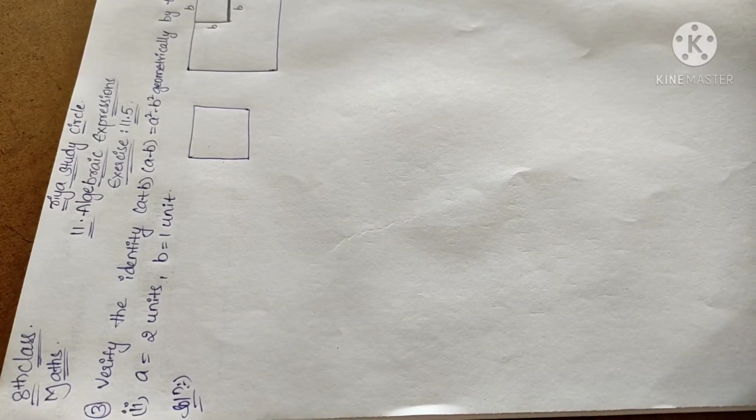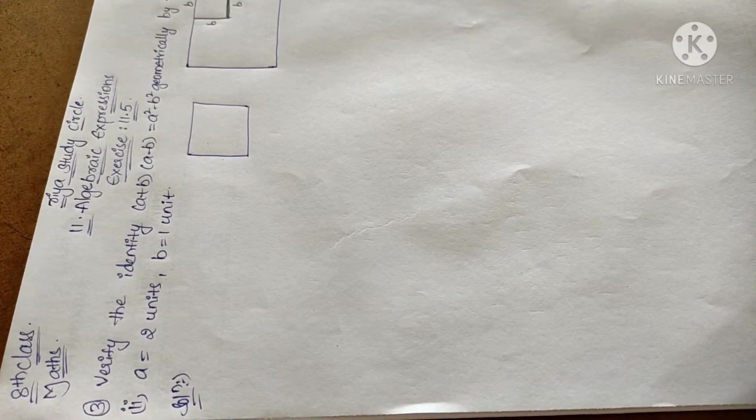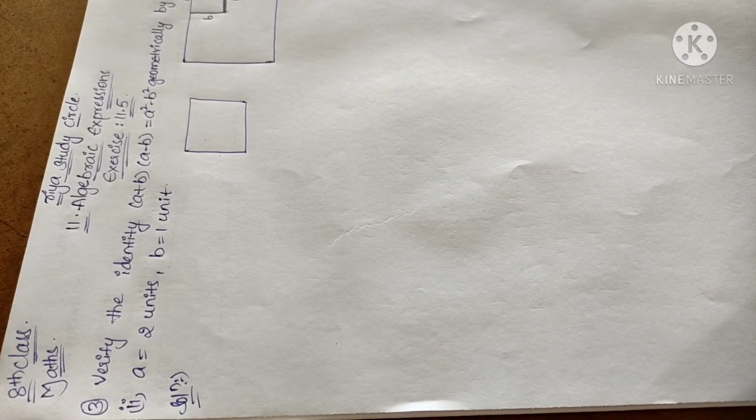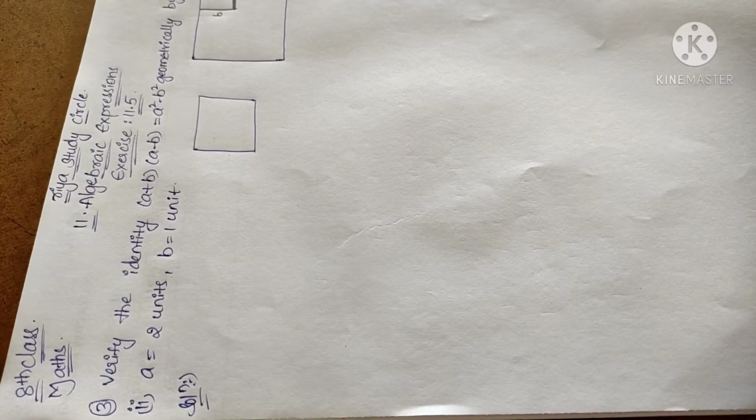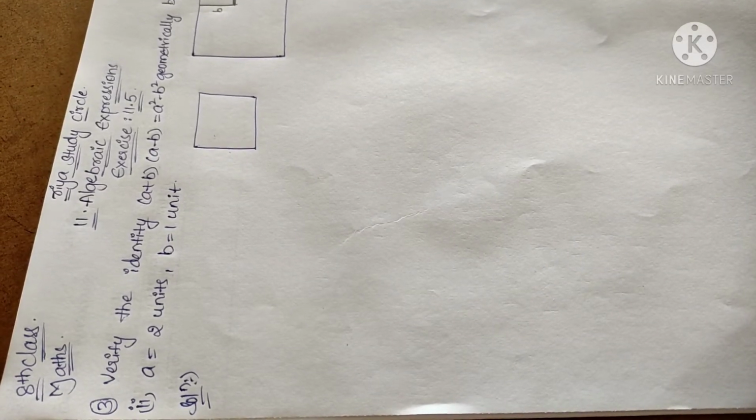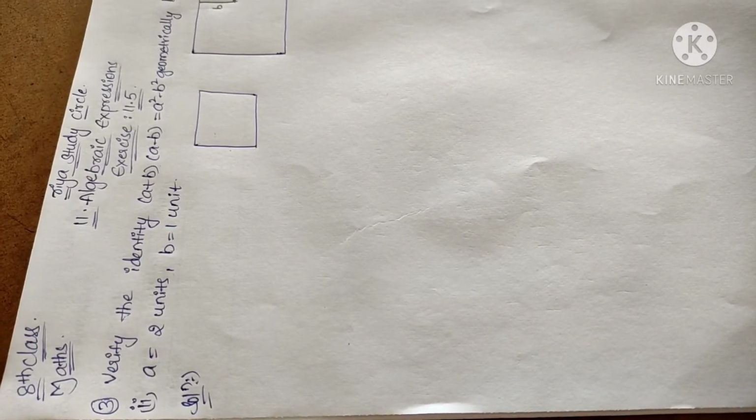Today I am going to explain about 8th class maths chapter number 11 algebraic expressions. In that exercise 11.5 third bit second problem. So third bit is verify the identity (a plus b) into (a minus b) equal to a square minus b square geometrically by taking a equal to 2 units and b equal to 1 unit.